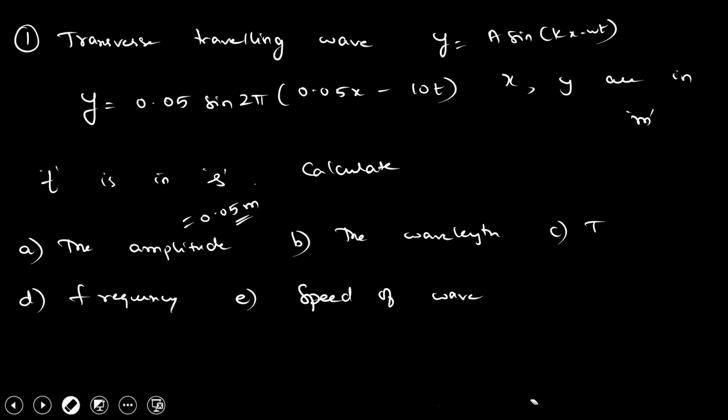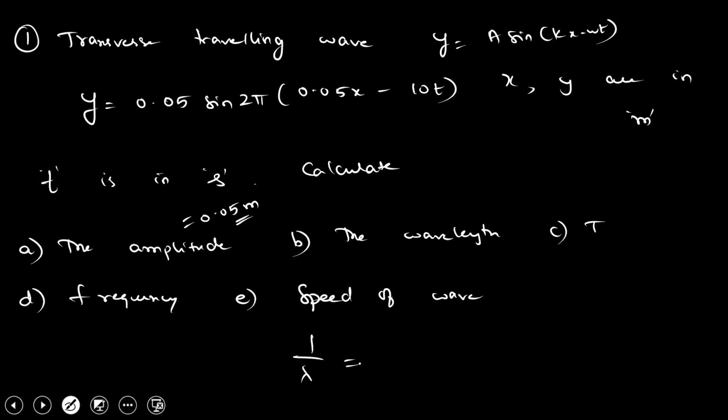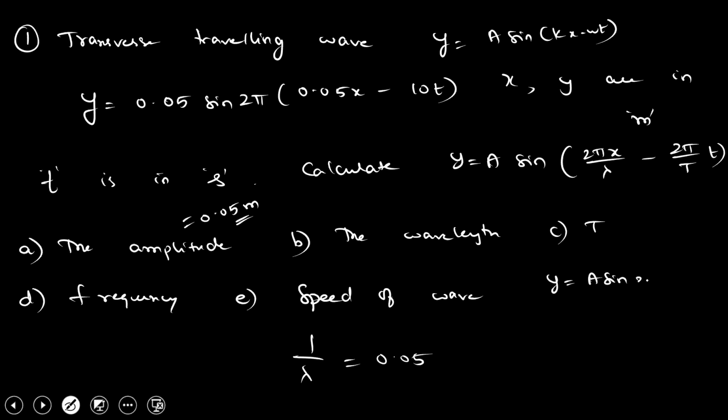See, basically, can I say 1 by lambda is equal to 0.05? 2 pi into this is 1 by lambda, right? So I'll rearrange it. And see, y is equal to a sine of k, which is 2 pi by lambda, minus this, which is 2 pi by capital T into t. So if I take the 2 pi outside, y will be equal to a sine of 2 pi into x by lambda minus t divided by capital T.